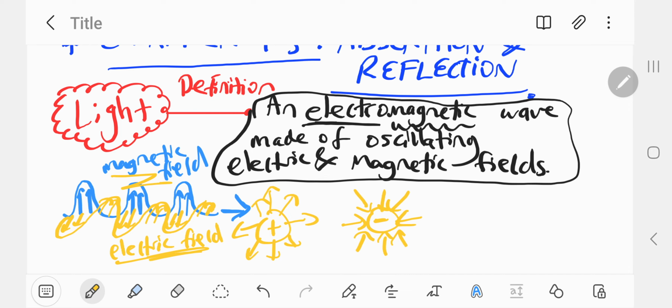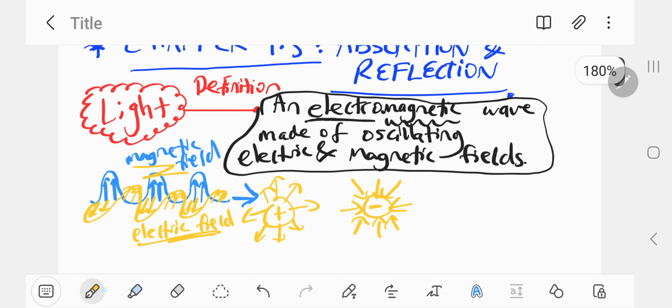Okay, and it moves at the speed of light. It moves at 300,000 Ks per second. So that's what light is. And it's an electromagnetic wave made of oscillating electric and magnetic fields. And I'll stress once again, you don't need to know how to draw this. It's just important to understand.